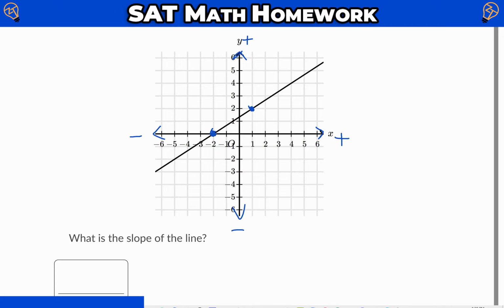So from this point, I'm going to go up 2, and then to the right 3, both of which were positive directions. And I get my answer of 2/3. I can just type that in and be done.